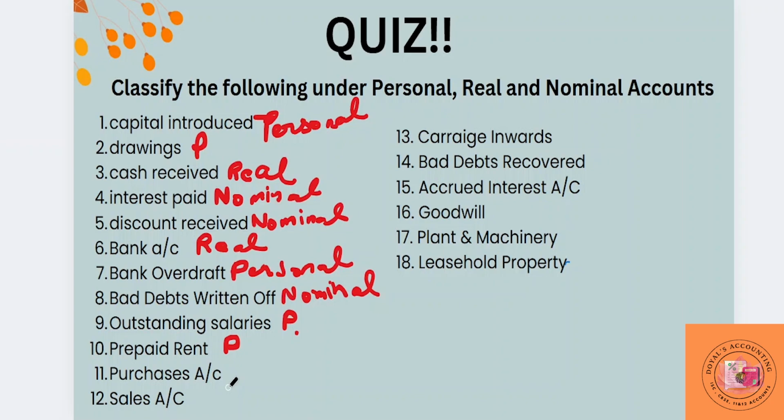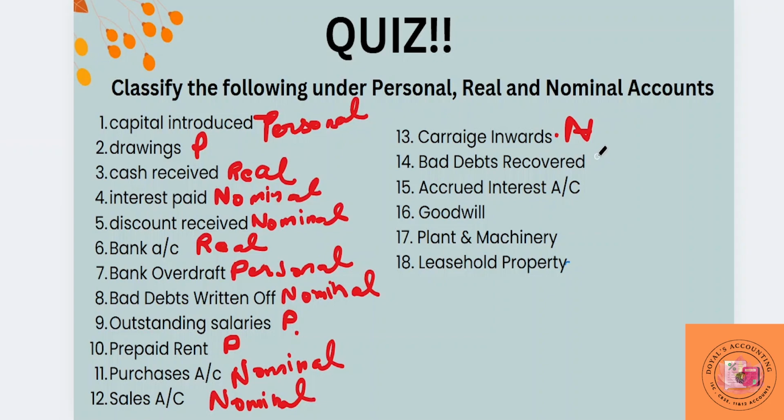The next one is purchases account. Purchases account is by nature an expense. It will be classified as a nominal account. Similarly, sales account. Sales means money is coming in, it's revenue. So even this will be classified as a nominal account. Carriage inwards is also another kind of expense, and expenses are classified as nominal account. So carriage inwards will also be a nominal account.